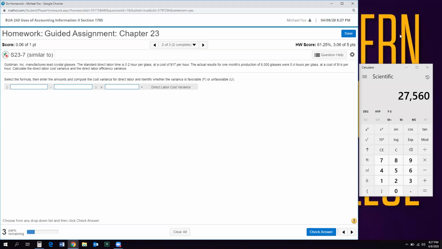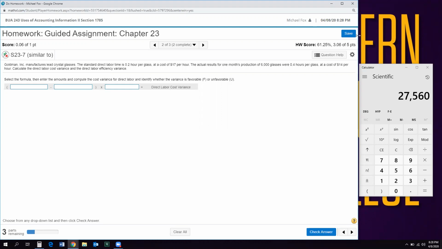All right, so here's the second problem. This one is Goldman Inc. manufactures lead crystal glasses. The standard direct labor time is 0.2 hours per glass at a cost of $17 per hour. The actual results for 1 month's production of 6,000 glasses were 0.4 hours per glass at a cost of $14 per hour. Calculate the direct labor cost variance and the direct labor efficiency variance.